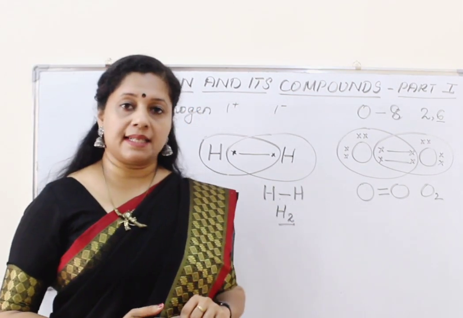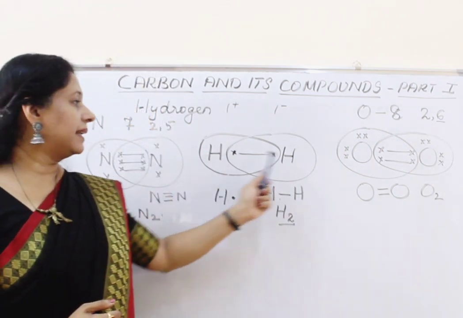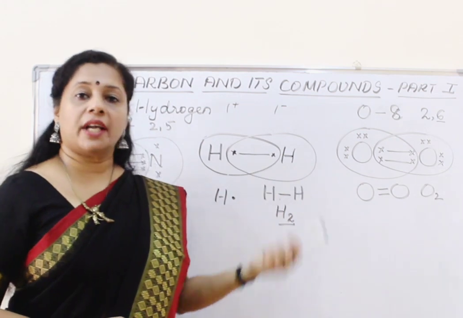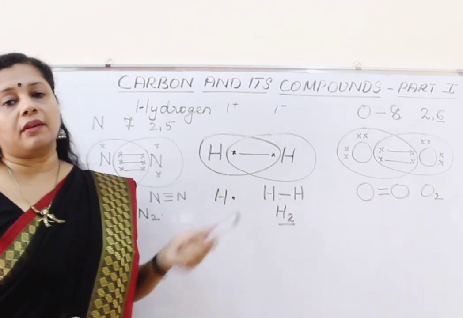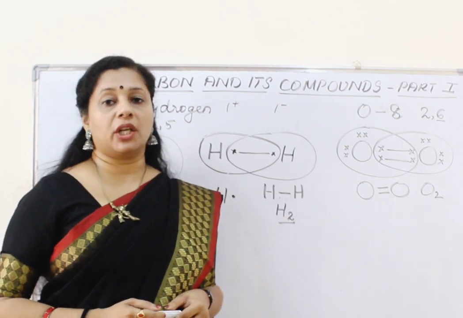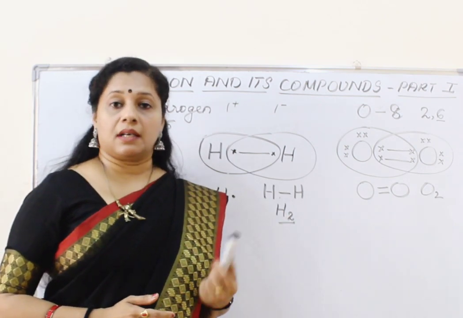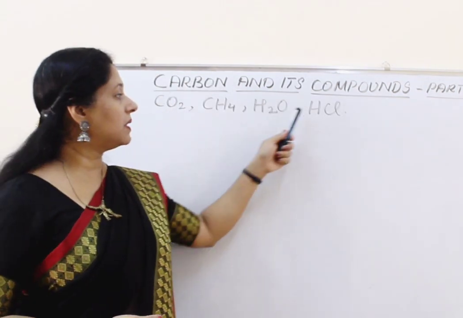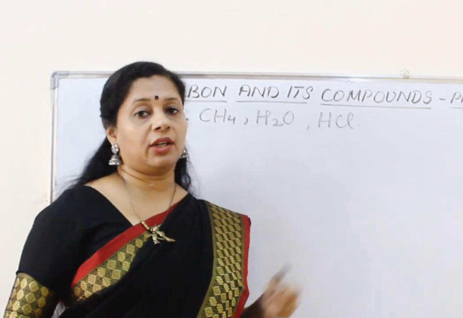But in all these cases we found both the atoms are the same kind. Oxygen is sharing with another oxygen, hydrogen with another hydrogen, nitrogen with another nitrogen. Such compounds are called homoatomic molecules because their atoms are similar in a molecule. Now we will look at the formation of certain covalent bonds between 2 different atoms. They are called heteroatomic molecules.